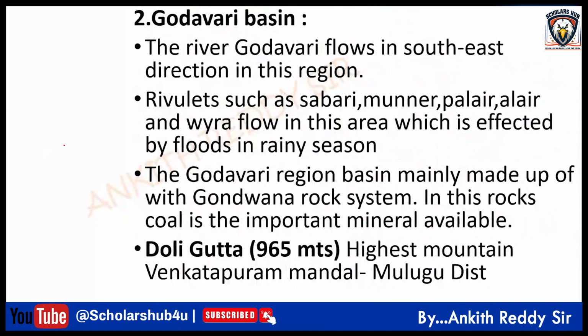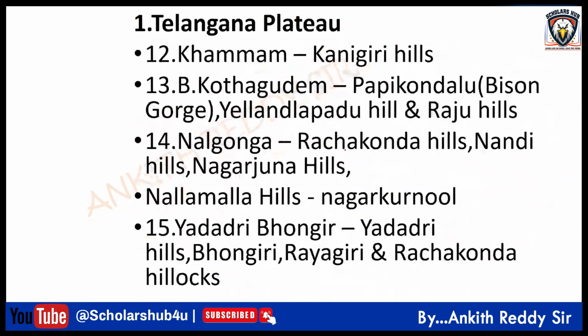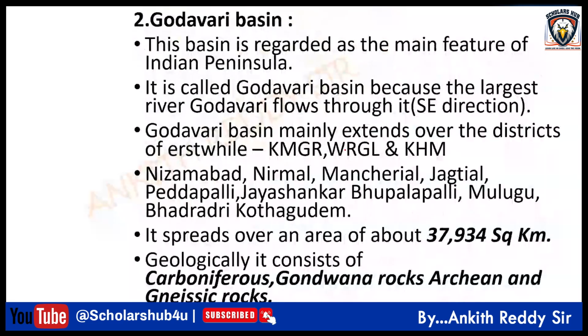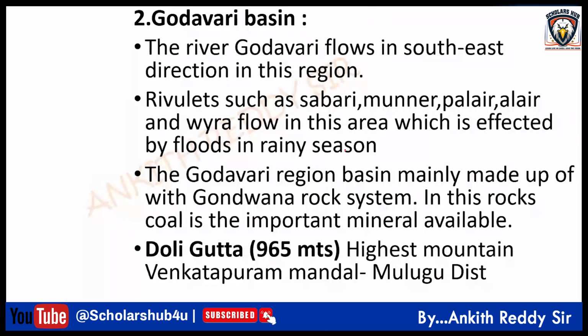And as I told you, at the border of Mulugu, Jaishankar Bhupalpally and Chhattisgarh, here you find a high point called Doligutta, but the rest of the region is very low. Since this region is drained by the Godavari and its tributaries, it is generally prone to floods when compared to western Telangana. Eastern Telangana, Jaishankar Bhupalpally, Mulugu, Khammam: these regions are known for floods since the Godavari and its tributaries flow in this region.